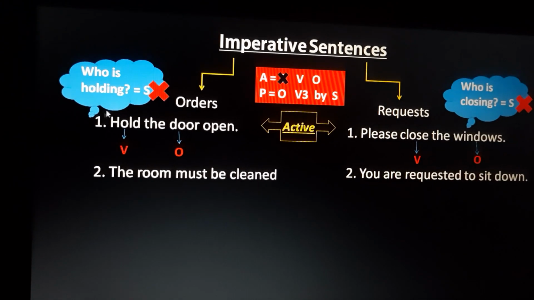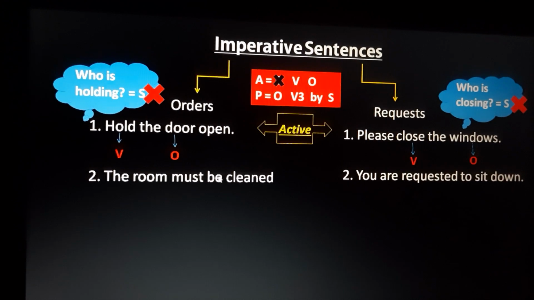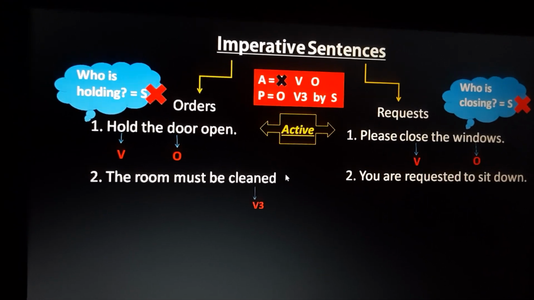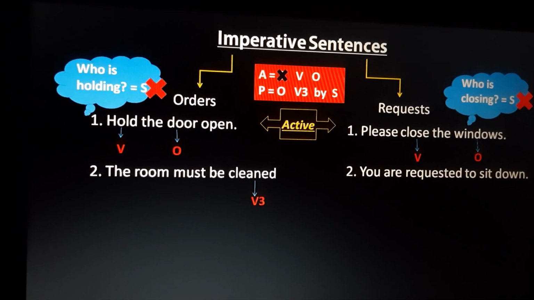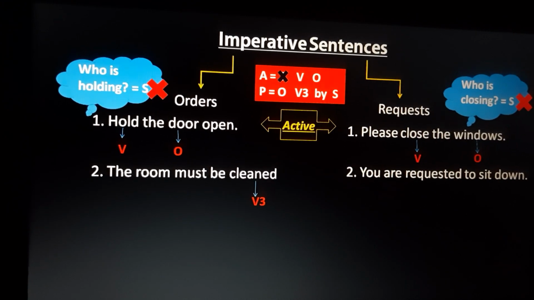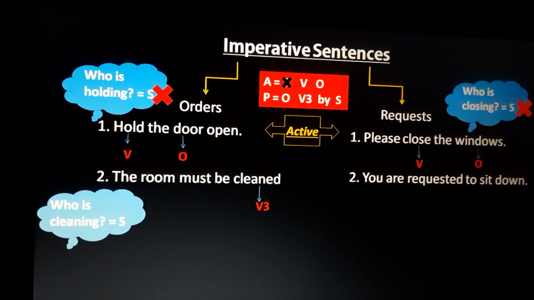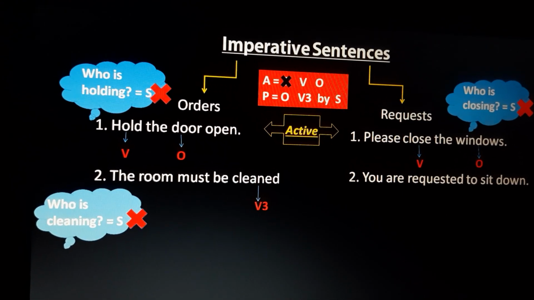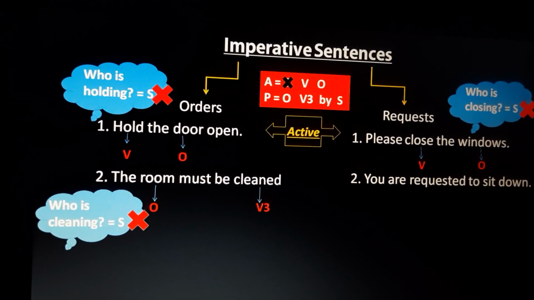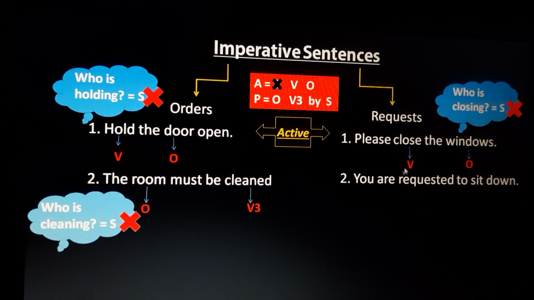Now let us move on towards this example. "The room must be cleaned." Here cleaned is the V3 form of the verb and the doer of the verb should be the subject, but who is cleaning the room is not mentioned in this sentence, so there is no subject. Room is the object.